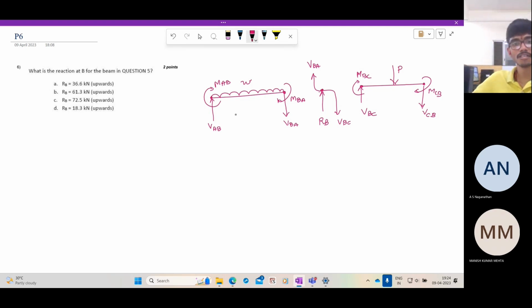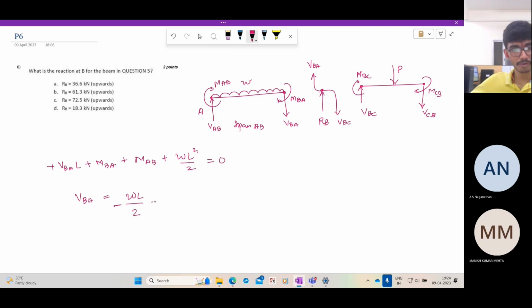For the span AB, let us take moments about the point A. If we take moments about the point A, what is the equation we get? Let us take clockwise moments as positive. So plus VBA into L plus MBA plus MAB plus WL acting at L by 2, so WL square by 2, is equal to 0. So VBA is nothing but WL by 2 minus WL by 2 minus MAB plus MBA by L.